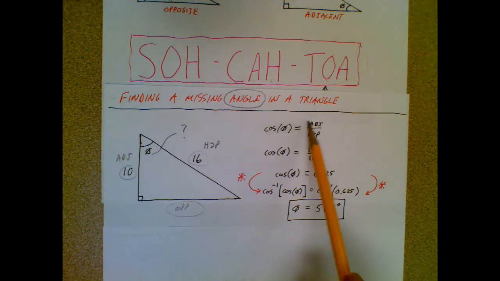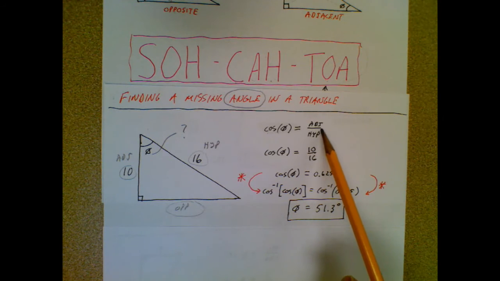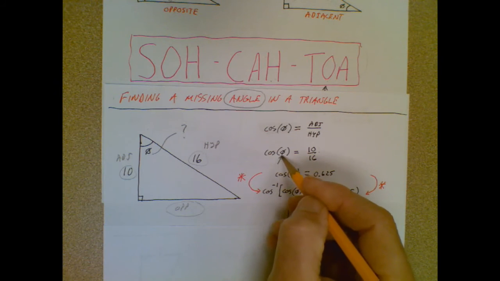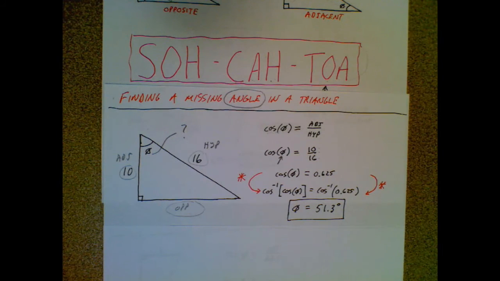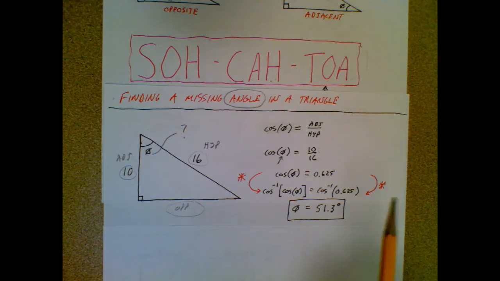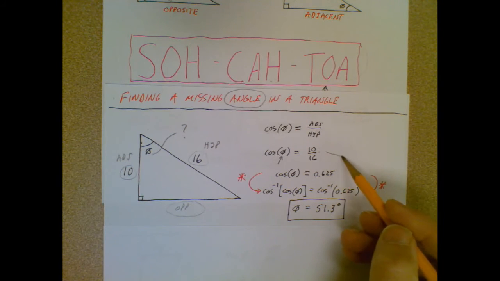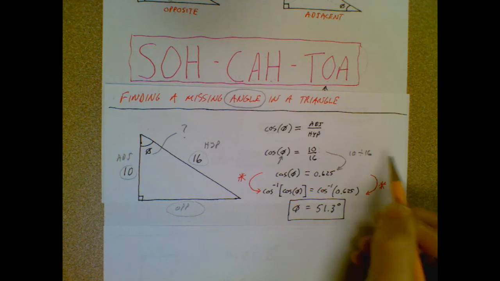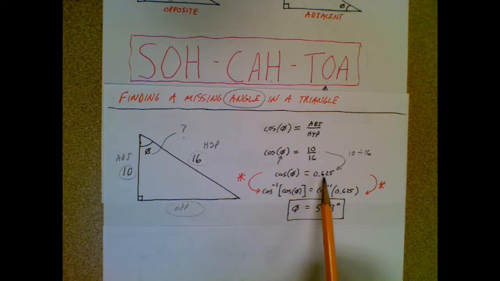So I write this out as a first step always. Then I replace with what I know. I know the adjacent and the hypotenuse lengths. And I'm trying to solve for theta. And you've never done something like that before, so let's take a look at what happens. I take this 10/16 and I do division. That's basically 10 divided by 16.